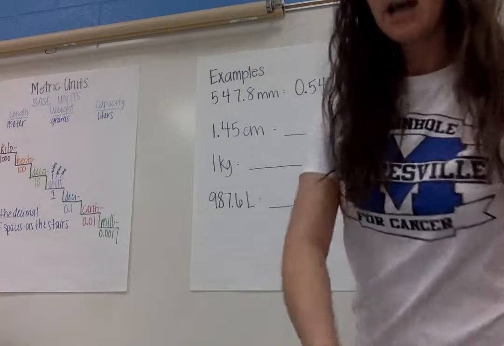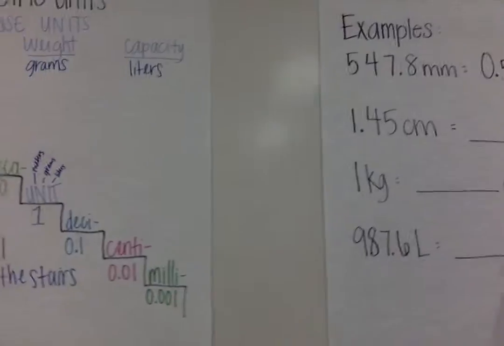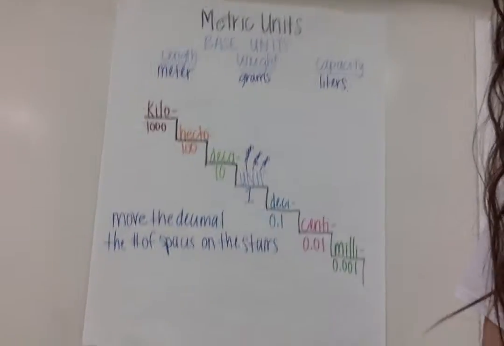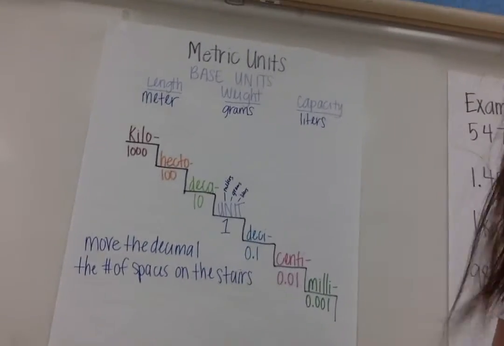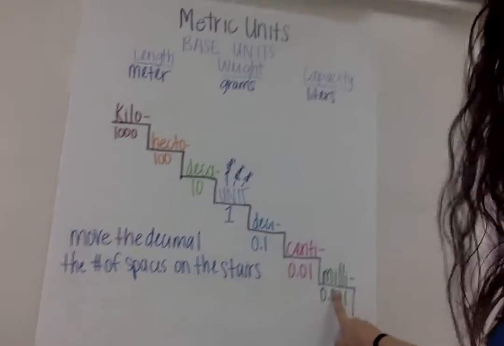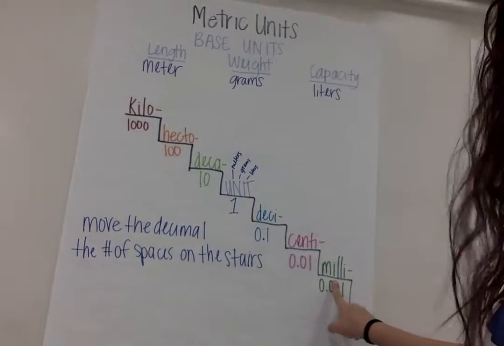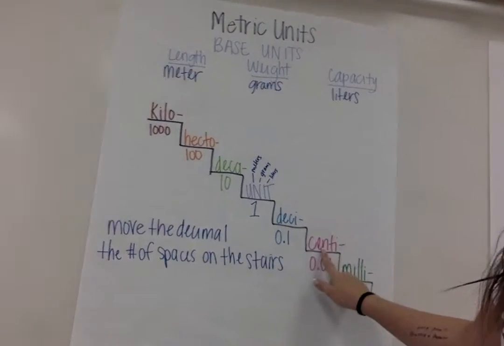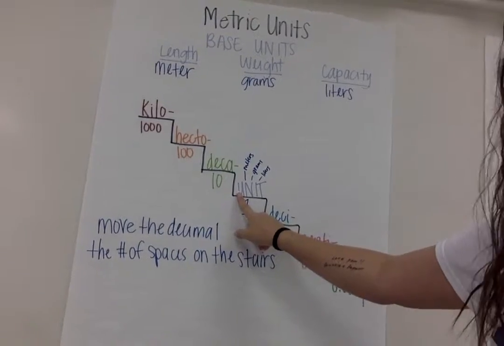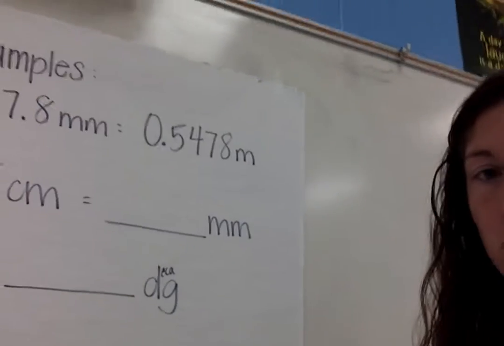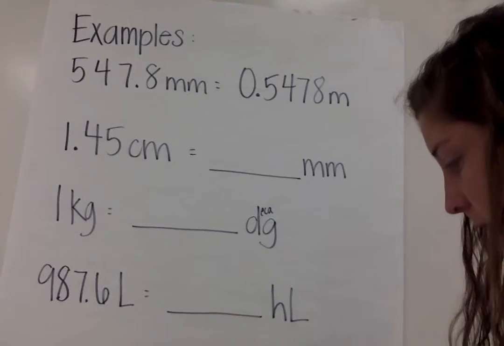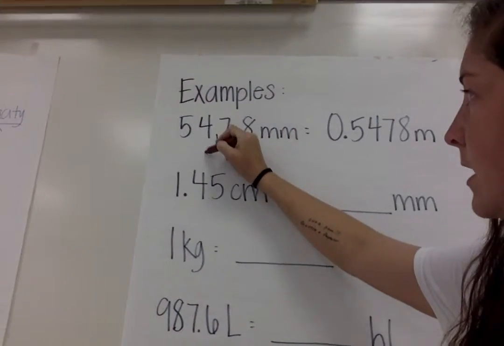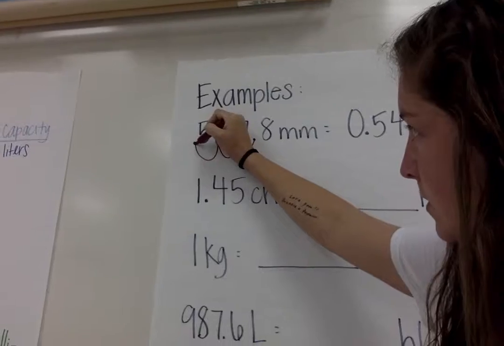Well, the first thing that I had to do was look over here at my anchor chart, and find how many jumps I had to take from millimeters to meters. So if I start at millimeters, I'm starting here, and I'm going up the steps or to the left 1, 2, 3 times. Okay? So as you notice over here on my examples, I took that decimal point and moved it 1, 2, 3 times.